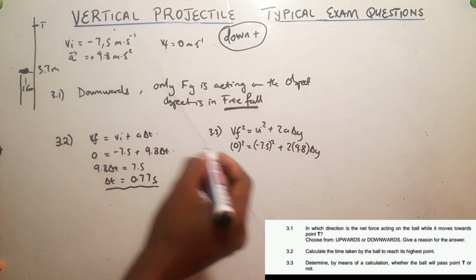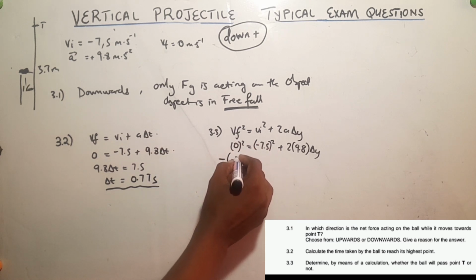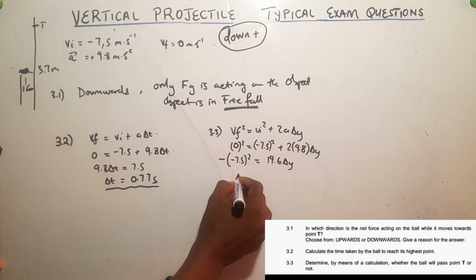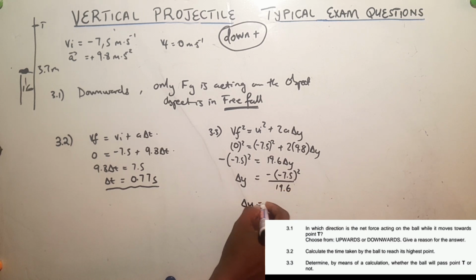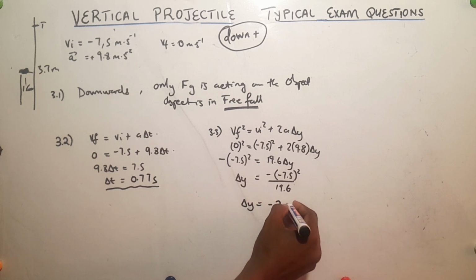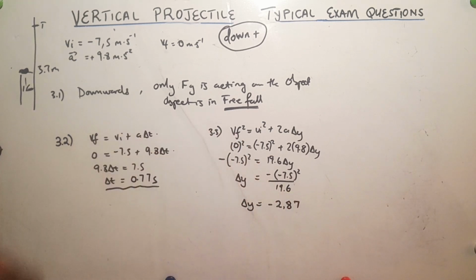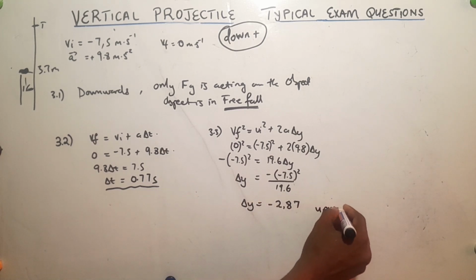So our final velocity being 0 squared equals negative 7.5 squared plus 2 times 9.8 change in y. So we can now see that if we bring this side, it will be negative 7.5 squared being equal to 19.6 change in y. So our change in y becomes negative 7.5 squared divided by 19.6, and you can punch that in the calculator and find negative 2.87, right? Negative 2.87.